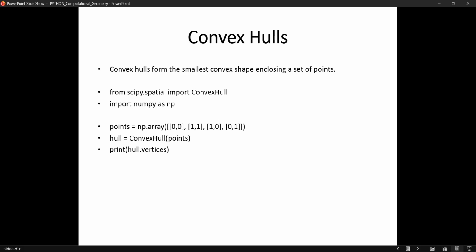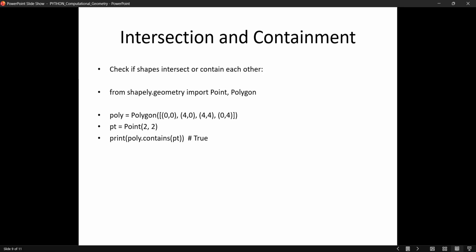Convex hulls. A convex hull is the smallest convex shape that contains all your points, like wrapping a rubber band around them. You can compute it with scipy.spatial ConvexHull. Convex hulls are fundamental in fields like clustering, collision detection, and computer vision.